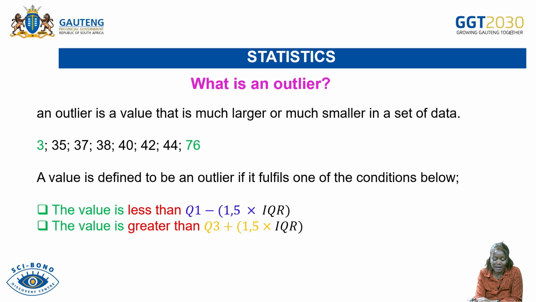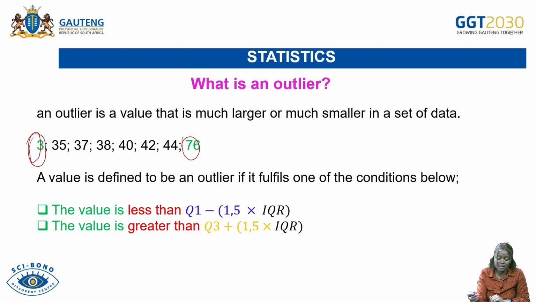Remember, in our last lesson, I spoke about an outlier. I said an outlier is a value that is much larger or much smaller in a data set. So for instance, if you are looking at this data set: 35, 37, 38, 40, 42, 44, 76. If you check nicely, you'll see that 3 is an outlier because it's much smaller than the rest of the data set. And then also your 76 is an outlier because it is much larger than the rest of your data set.